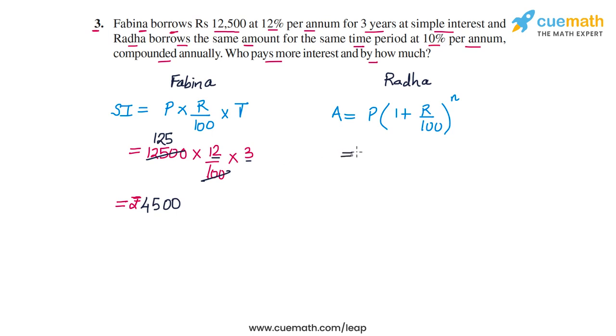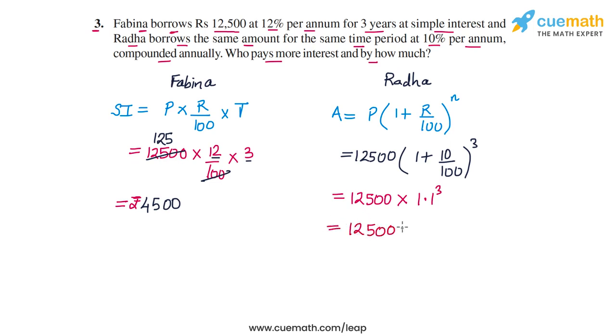So this will be equal to 12,500 times 1 plus the rate of interest for Radha, which is 10%. So we get 10 by 100, and then the time period is 3 years. So we get 3. So this is equal to 12,500 into 10 by 100 is 0.1. 1 plus that is 1.1. So we get 1.1 cube. And this is equal to 12,500 into 1.1 cube, which is 1.331.